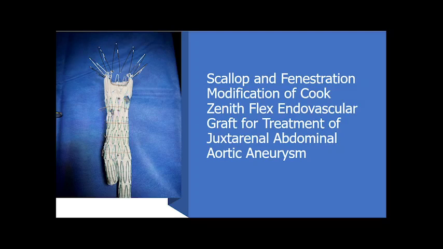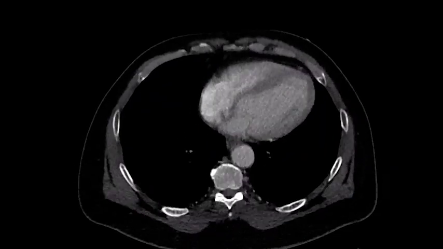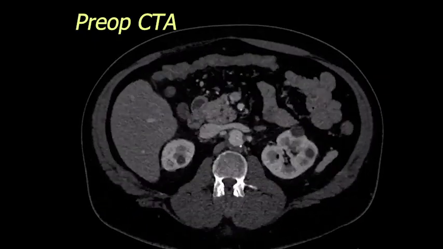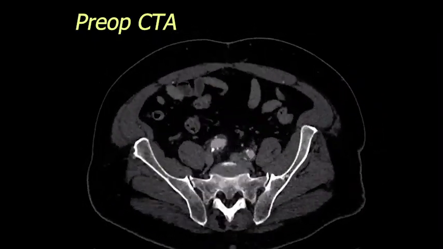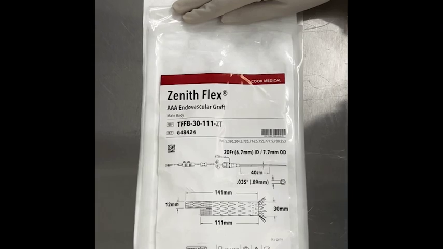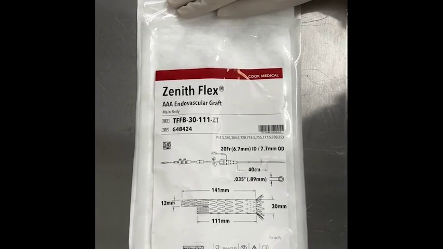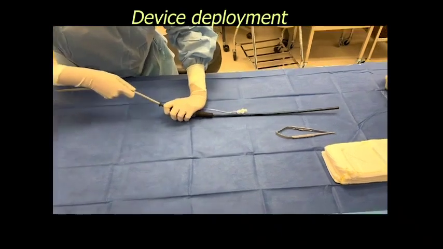Scallop and fenestration modification of Cook Zenith Flex endovascular graft for treatment of juxtarenal abdominal aortic aneurysm. This is a case of a patient with juxtarenal aneurysm who was not a candidate for open repair due to his comorbidities and age. We utilize Zenith Flex bifurcated device for back table modification.